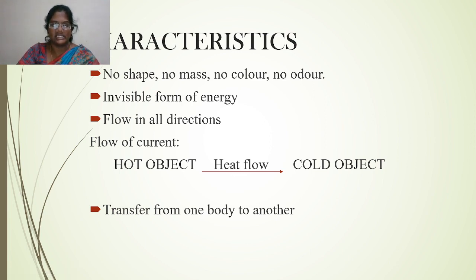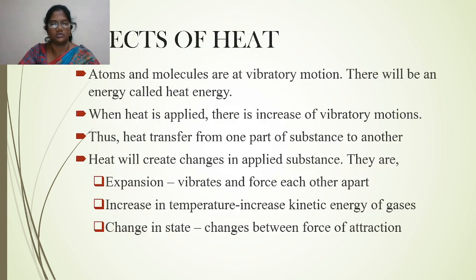We don't see heat with our eyes. We can only feel the heat. Heat flows in all directions. It doesn't have a directional property. It can travel from a hot object to a cold object until it reaches an equilibrium state. Heat transfers from one body to another.